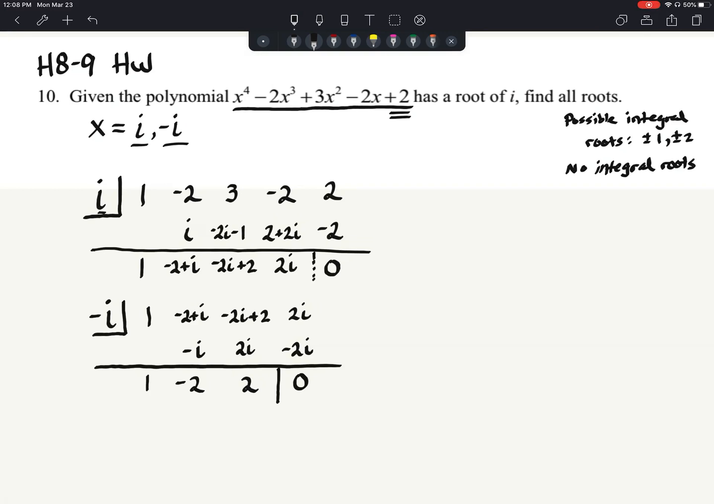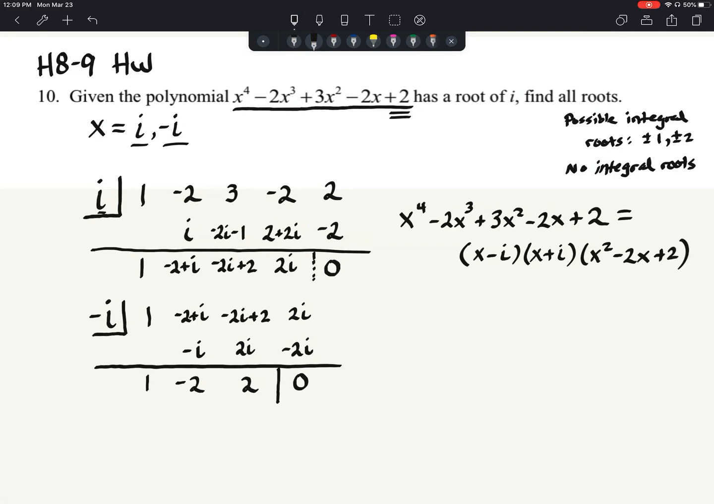So what we've done so far here, if you're keeping track, putting it together, we have x to the fourth minus 2x to the third plus 3x squared minus 2x plus 2. We've factored this into an x minus i times an x plus i times an x squared minus 2x plus 2. All right, so now that everything is just linear and quadratic, we can solve it to find the other roots. We already know that this is x equals i, and this one is x equals negative i.